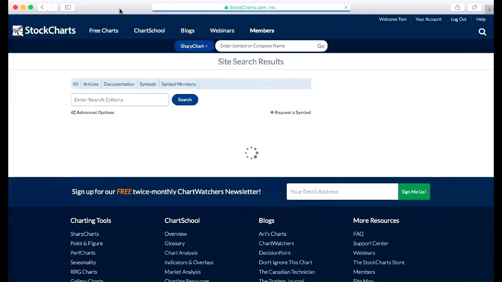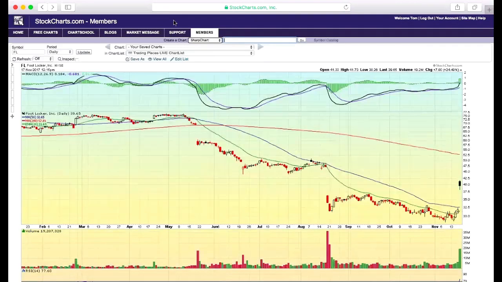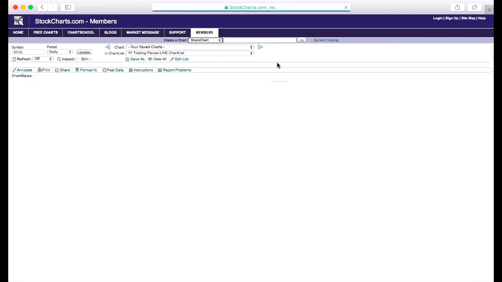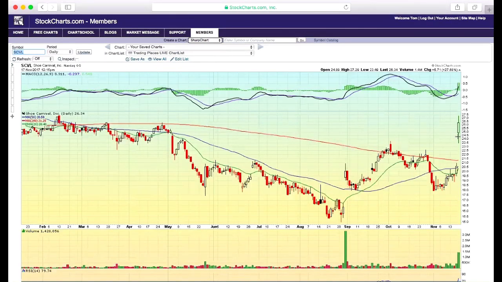Shoe Carnival. Hold on one second. Shoe Carnival reported very strong results, raised guidance, and you can see the reaction. Investors love this. Great volume today so far, not only gapping higher, but trying to continue that move to the upside. So I think it's showing quite a bit of demand.